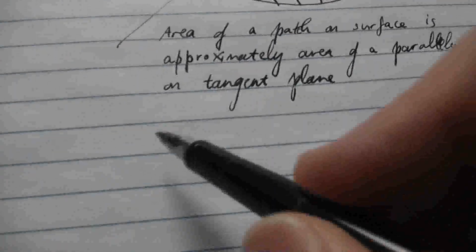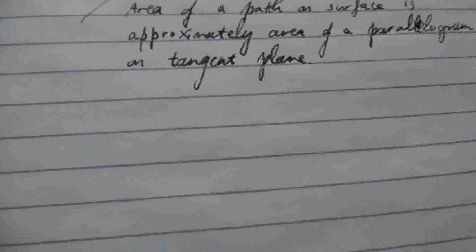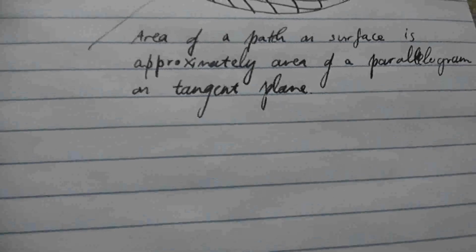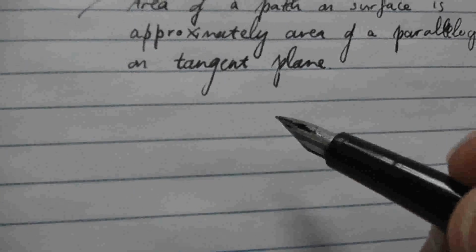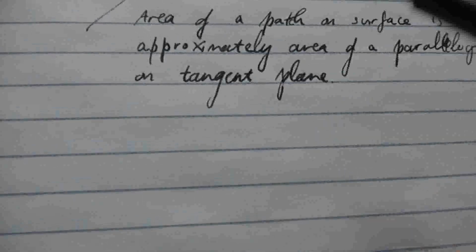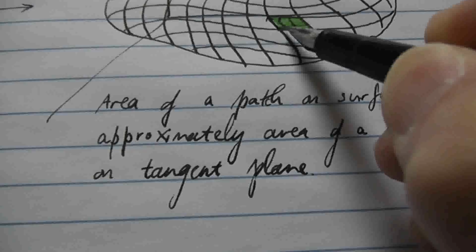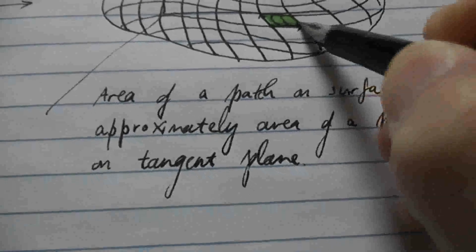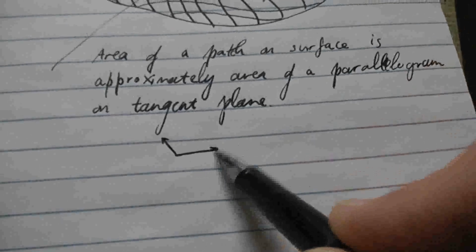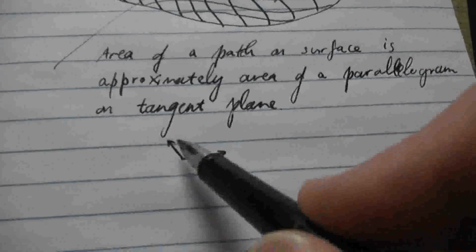Okay, so now we just have some plane. And what is the area of a parallelogram? Do you remember this? Well, the area of a parallelogram is a cross product, right? It's a cross product of a vector in this direction and a vector in this direction, but in the tangent plane. So we have some vector here and some vector here, and the cross product of these two vectors is the area of the little parallelogram that they span.